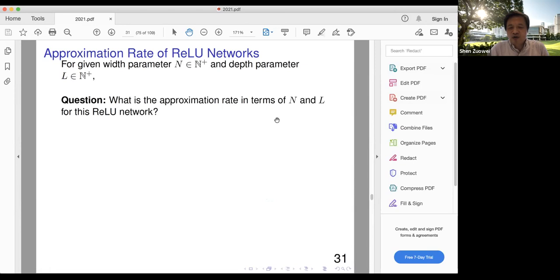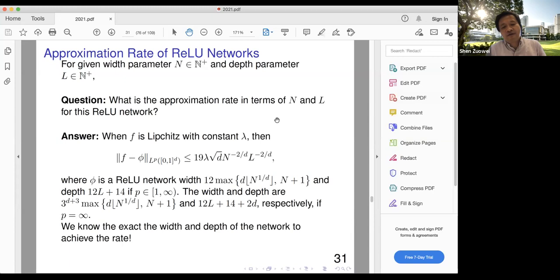Approximation rate for what class of function? It all depends on what class of function. What we are interested in first is the Lipschitz function. For the Lipschitz function, your rate is N to the power 2 over d and L to the power 2 over d. Okay, that's your rate. We know exactly what the width and the depth of the neural network are, and that's the exact rate.